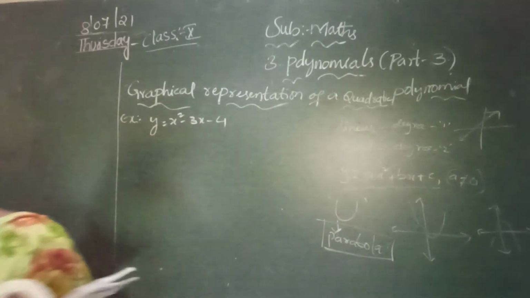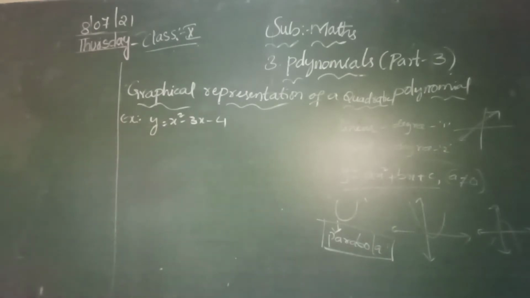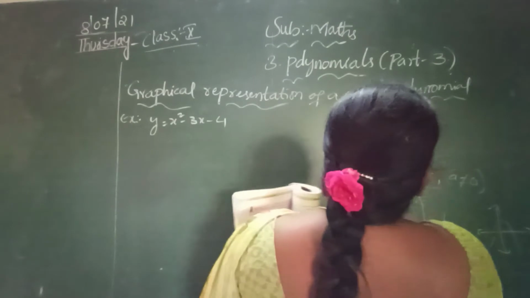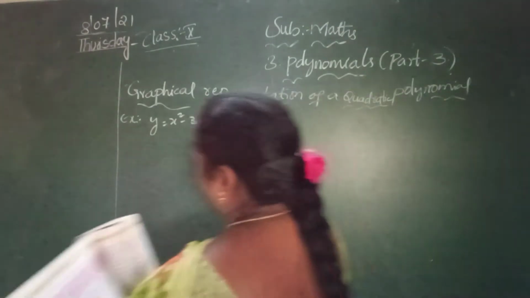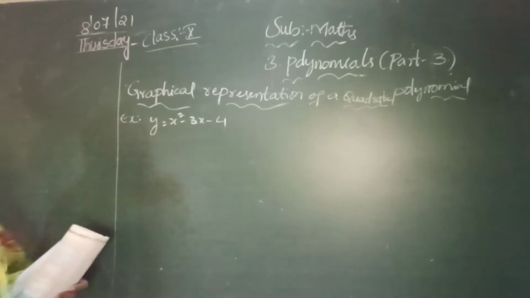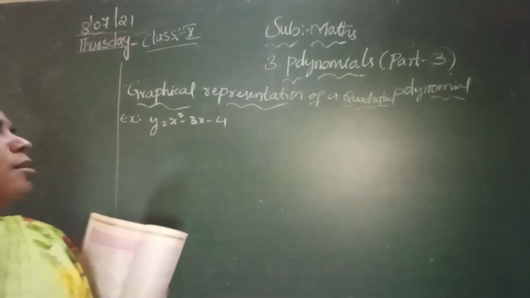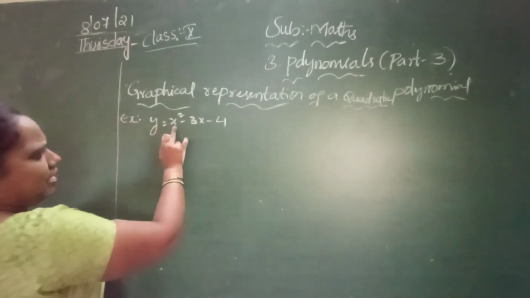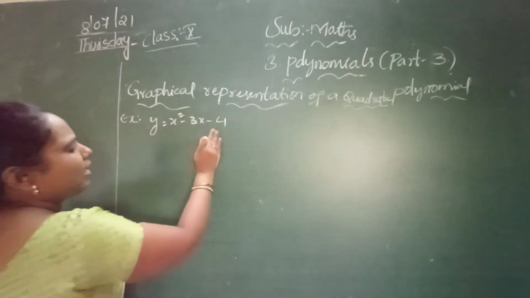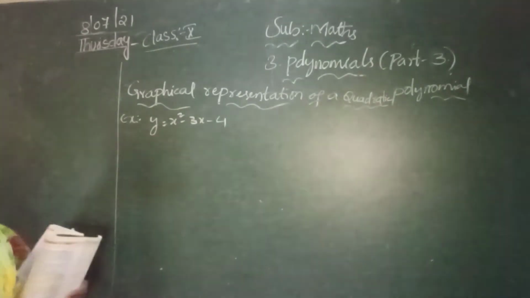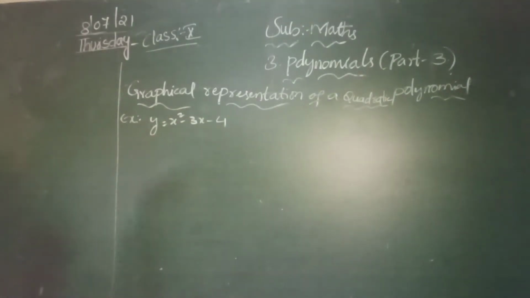So now we will take one example and I will explain how the graph will come for us. So I am taking as example y is equal to x square minus 3x minus 4. This is the example I am taking to draw the graph of a quadratic polynomial.